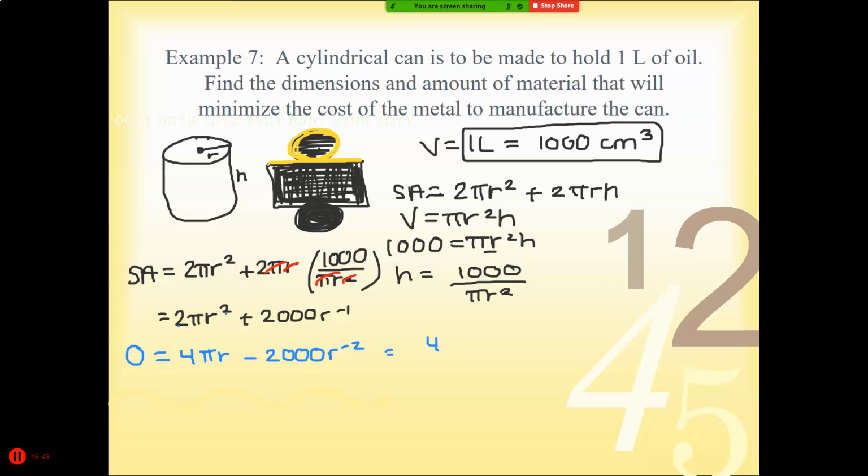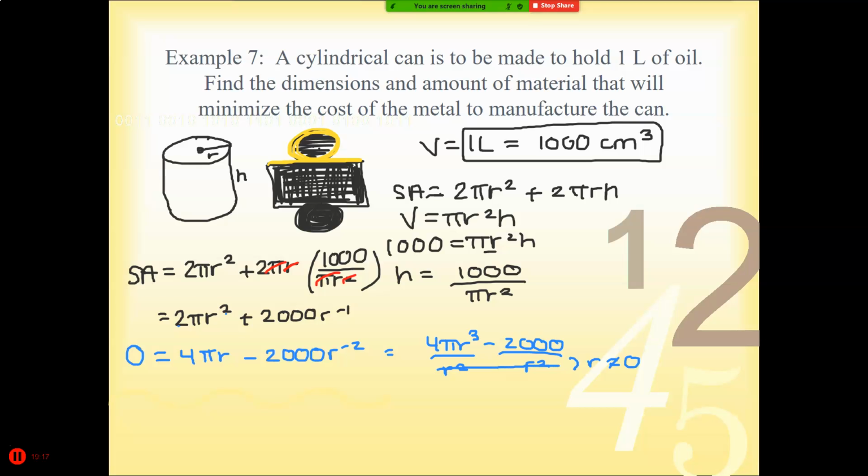Which is really like 4 pi r minus 2,000 over r squared. So to get that common denominator and to make this easier, we're just going to rewrite this over r squared, which makes my numerator r cubed. And once again, we can eliminate the denominator as a DNE because we know that r cannot equal 0, because we know that we can't have a radius smaller than 0.